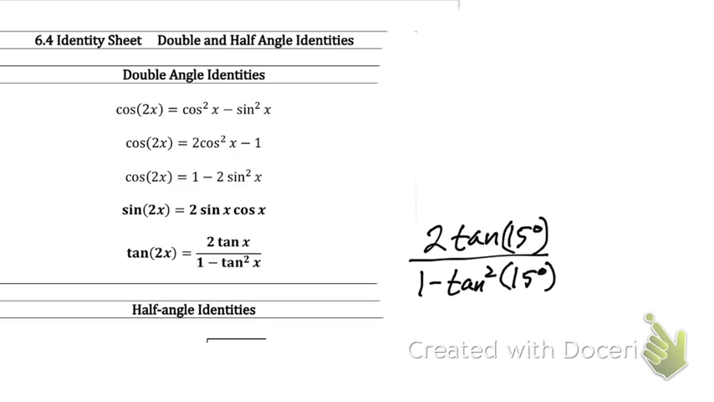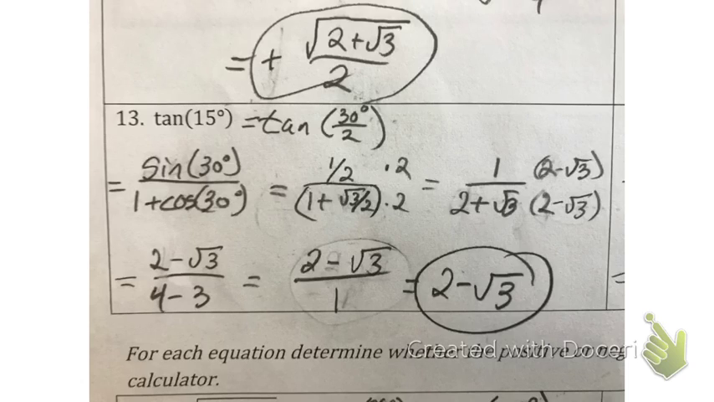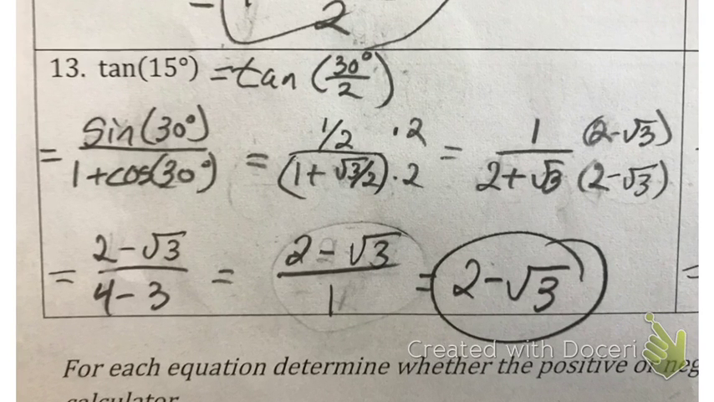13. So we have tangent of 15 degrees. We're supposed to use half angles, correct? So we need to turn that 15 into something over 2. Well, the easy way to turn something over 2 is to double it and then divide by 2. So double your 15 gives you 30. Divided by 2 is still 15 degrees. 30 divided by 2. Now we're using 30 degrees.